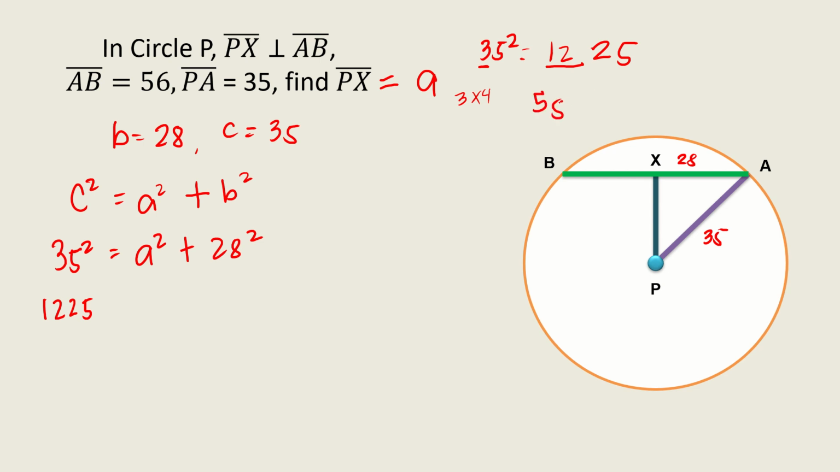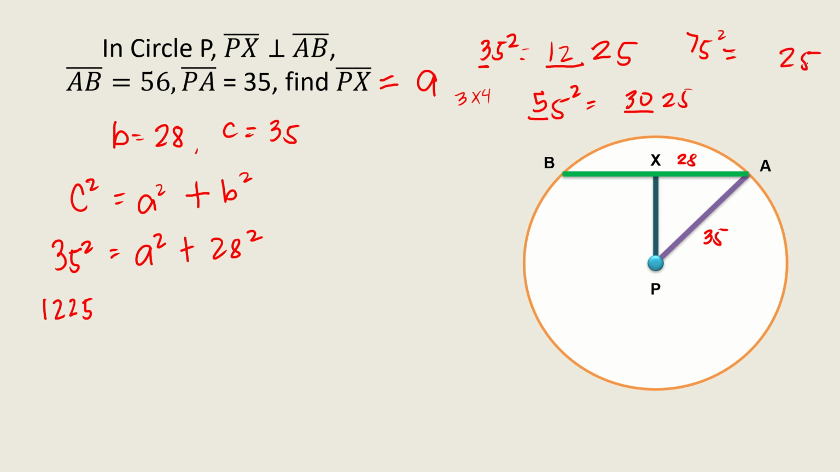55 squared. Dulo, 25. Ano yung first two digits? 5 ang first digit. Ano kasunod ng 5? 6. So, 5 times 6, 3,025. 75 squared.